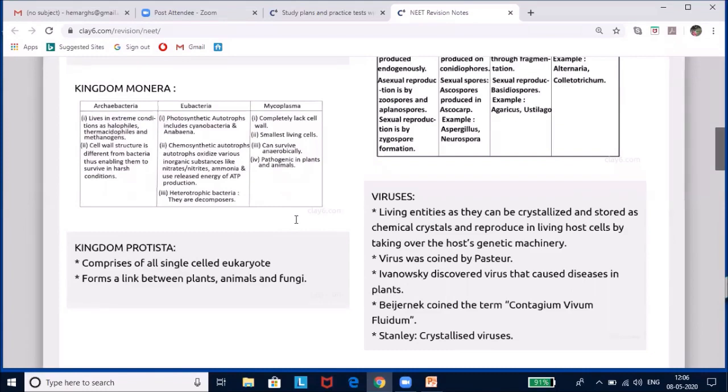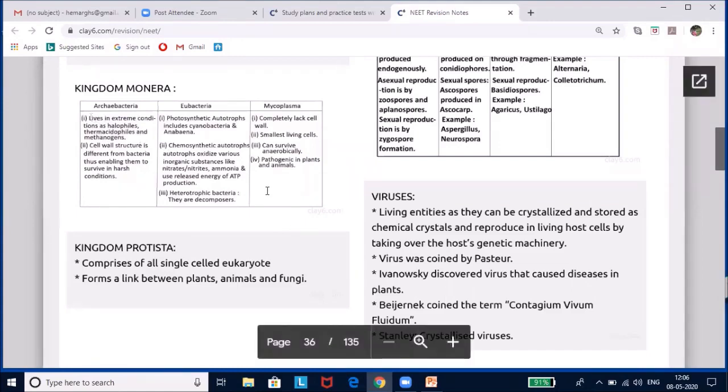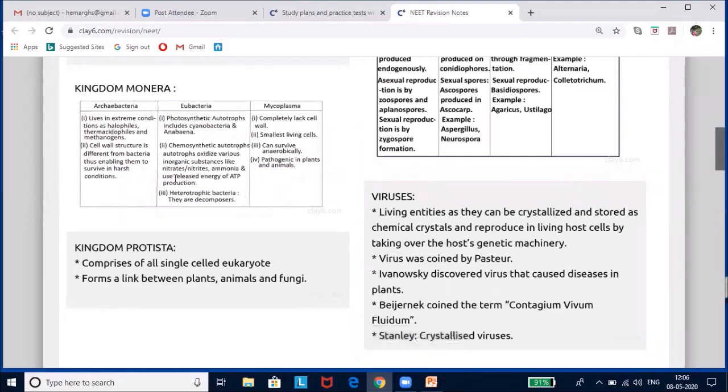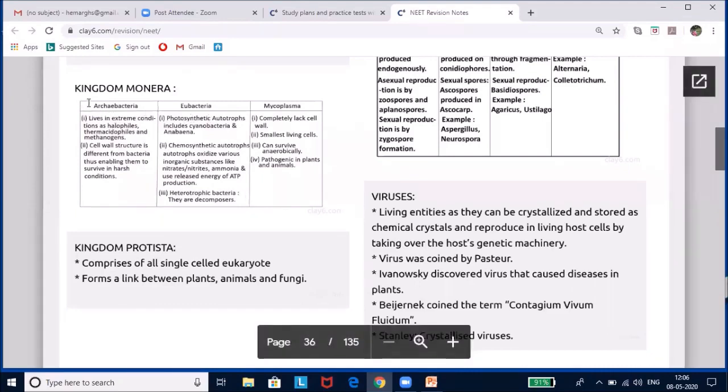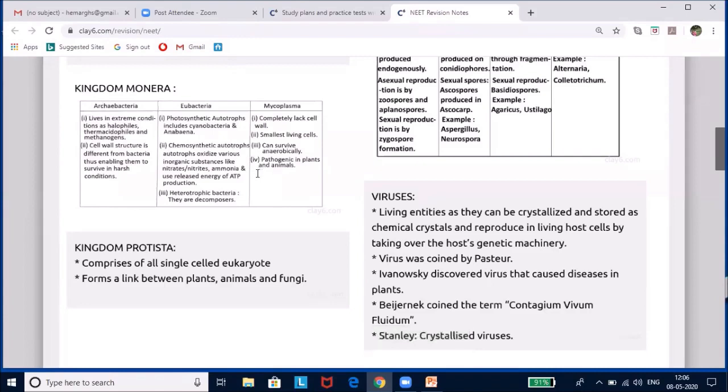Now, if you look at Archaebacteria, these are the bacterial organisms which live in extreme conditions. They include organisms that live in salty places, like halophiles, in hot springs, called thermoacidophiles, and methanogens that live in marshy areas. They also live in the guts of ruminants. The cell wall structure is different from bacteria, and because of this, they are able to live in harsh conditions.